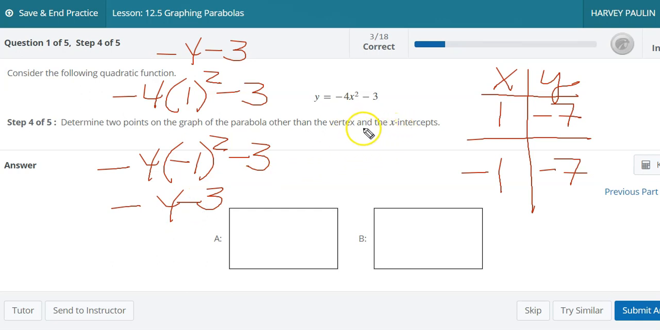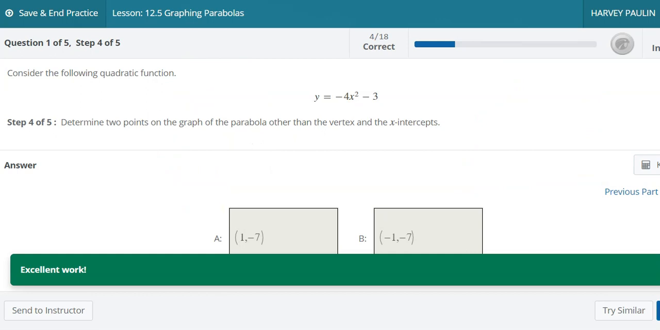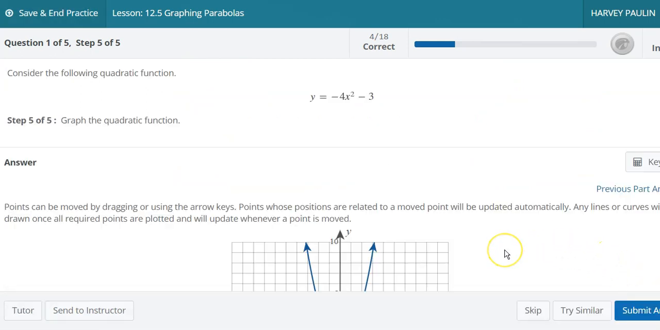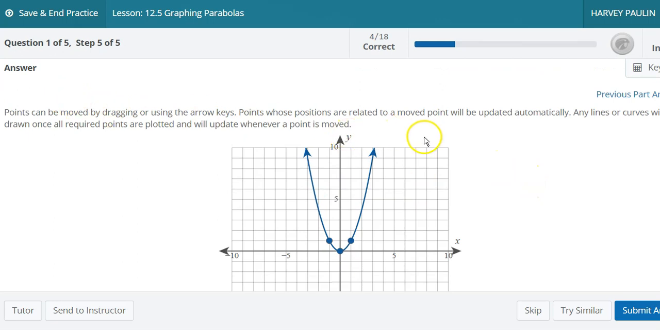So our other 2 points, I'm going to put these in here now as an ordered pair. Let's see what we get. So our ordered pairs in parentheses are 1, comma, negative 7, and negative 1, comma, negative 7. Submit answers, and we have it. Good. Let's go on to our next part. Again, hopefully you're taking some good notes here. Now, here we're asked to actually do the graph.